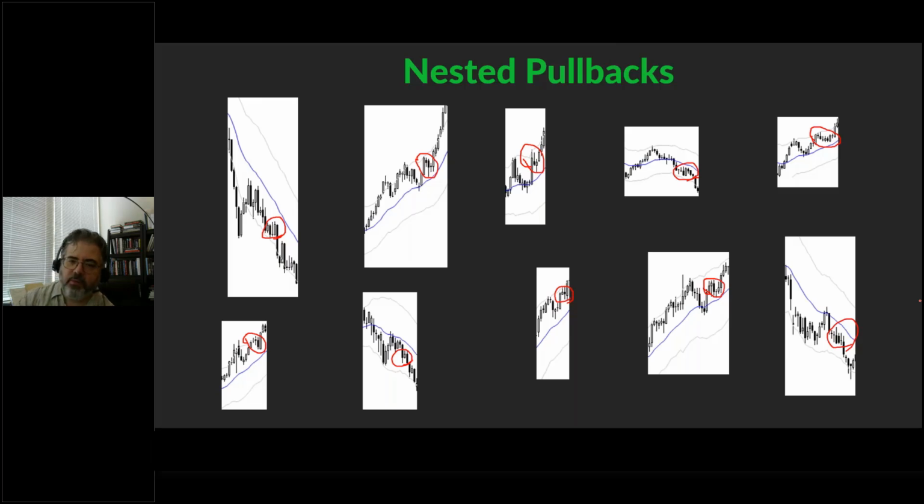But if you aren't aware of the structure of the nested pullback, it's very easy to, let's take this one, say, oh crap, my trade took off and now I'm flat for a couple bars, I'm going to get out of the trade. If you understand the nested pullback, you see that's probably not the way to think about it.